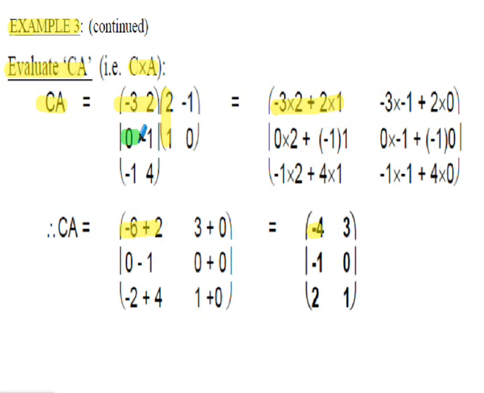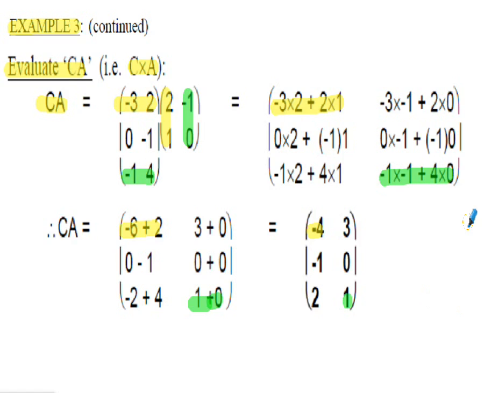Similarly, we can multiply the second row in matrix C by the second column in matrix A to produce this value here, which will follow through to this value here to here. Similarly, we can multiply the third row in matrix C by the second column in matrix A, and that will produce this calculation here, which follows through here and gives us a value of 1 in the final matrix CA.